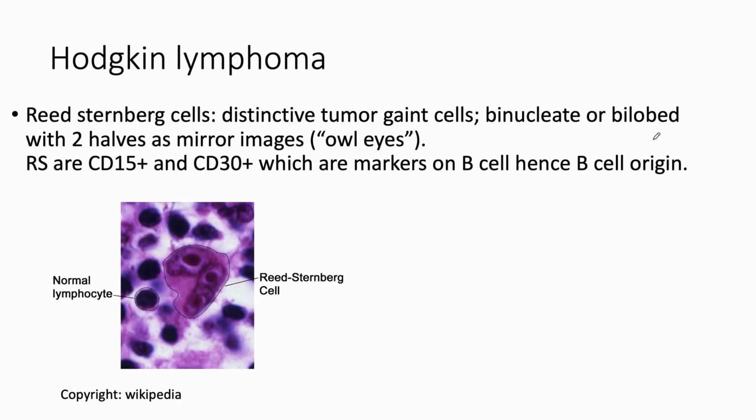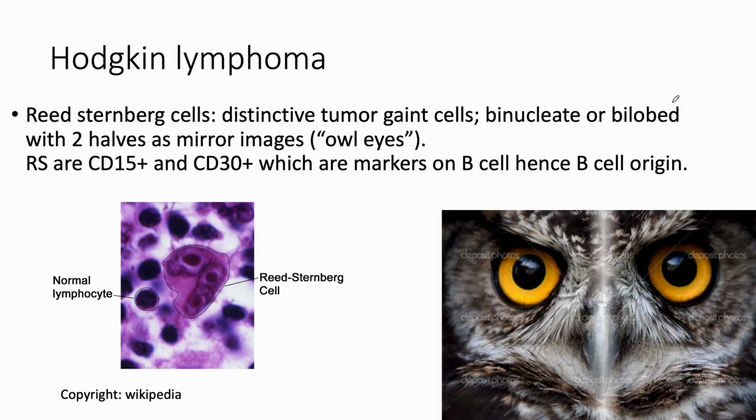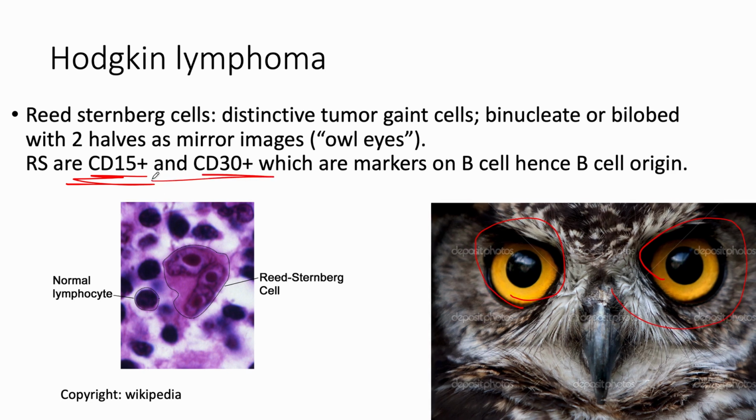Okay, Hodgkin lymphoma. What's the deal with Hodgkin lymphoma? Hodgkin lymphoma is characterized by the Reed-Sternberg cell, and these are going to be basically owl-eyed. They're going to be binucleated, bilobed. And the Reed-Sternberg cells can be CD15 and CD30.